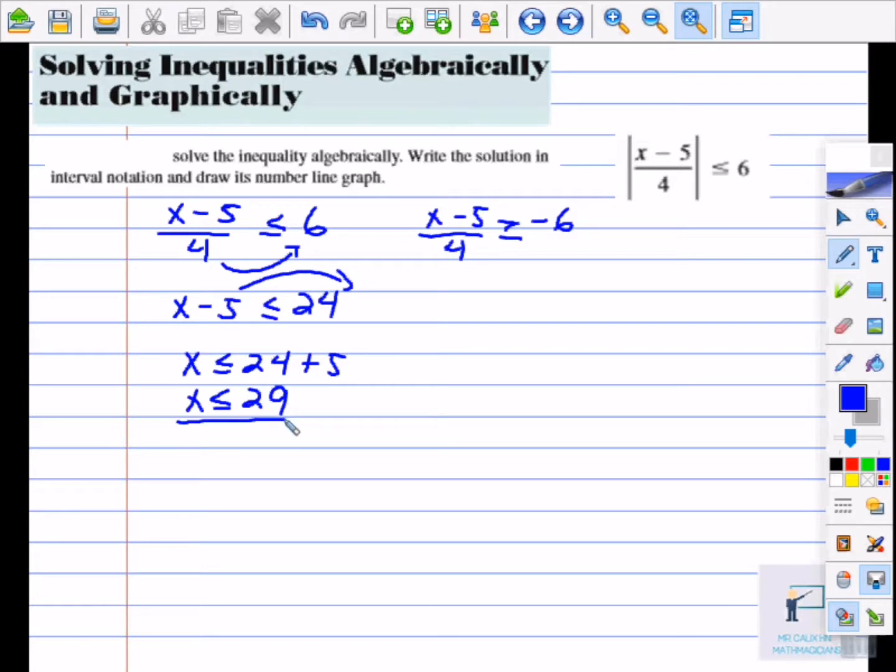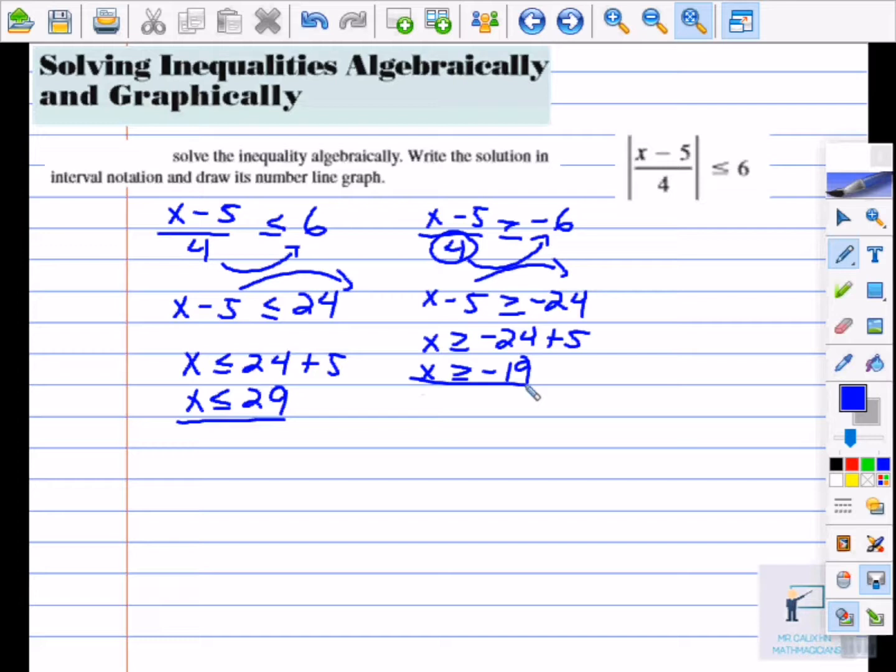Now let's find the other one. The same thing. We send the 4 to the other side to multiply, but this time it's negative 6 times 4. So you're going to have x minus 5 is greater or equal than negative 24. We send the 5, the same process, to the other side as an addition. x is greater or equal than negative 24 plus 5. Now you have to make a subtraction because they have different signs, indicating that x is greater or equal than negative 19. Okay, so we have our two answers.